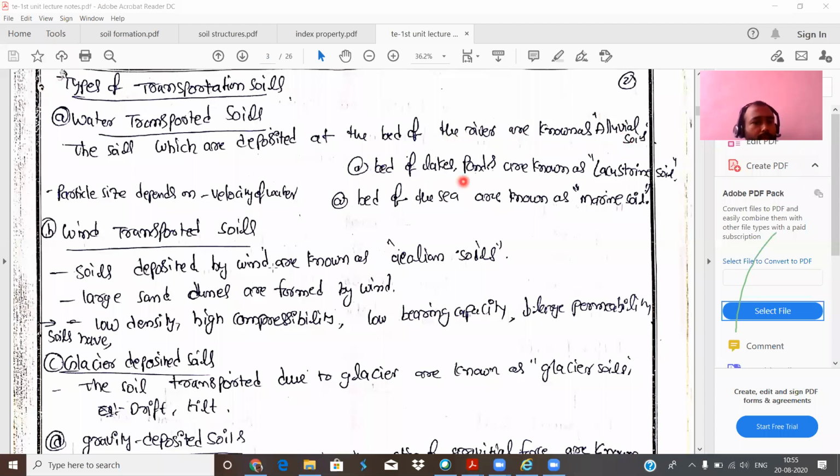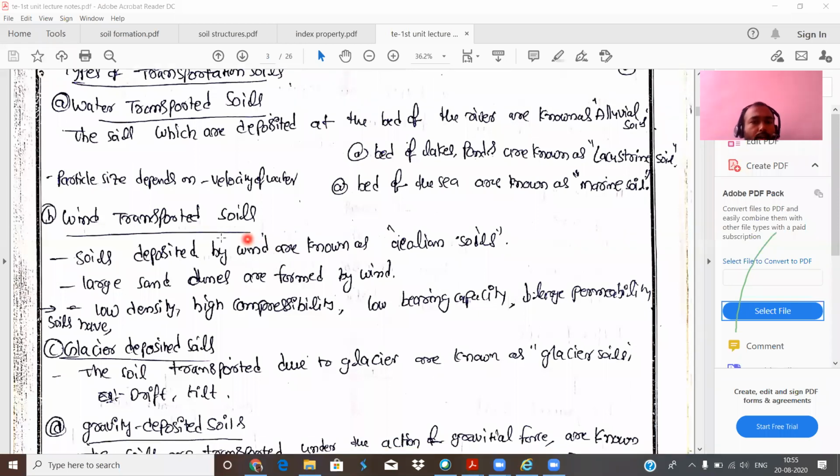Next one, wind transported soils. If the soils are deposited by wind, they are known as aeolian soils. If you go to a desert area, if the soil is deposited high in one structure one day, next day it may have continuously flowed and disappeared, it hides. So soils are deposited by wind also.